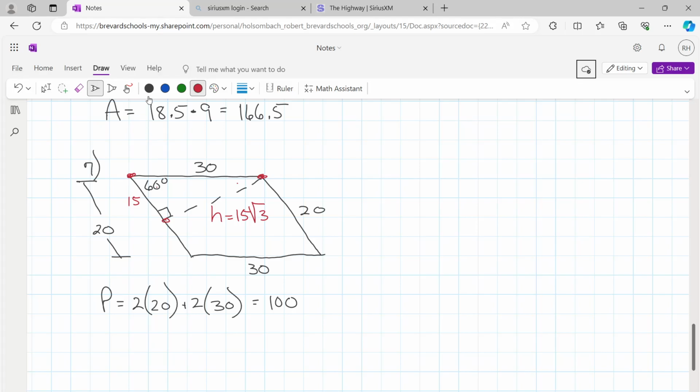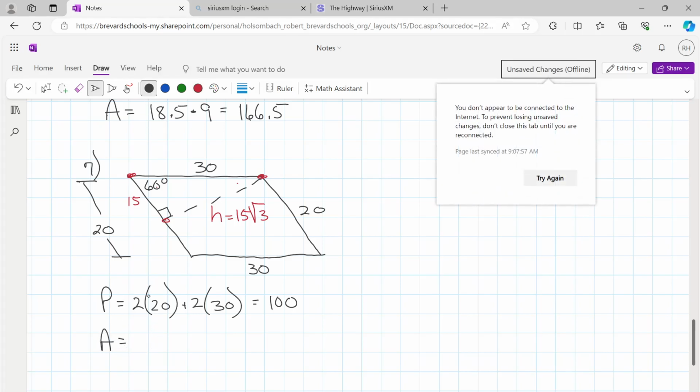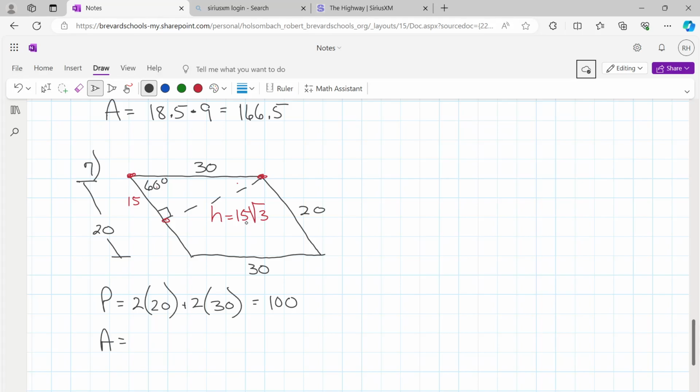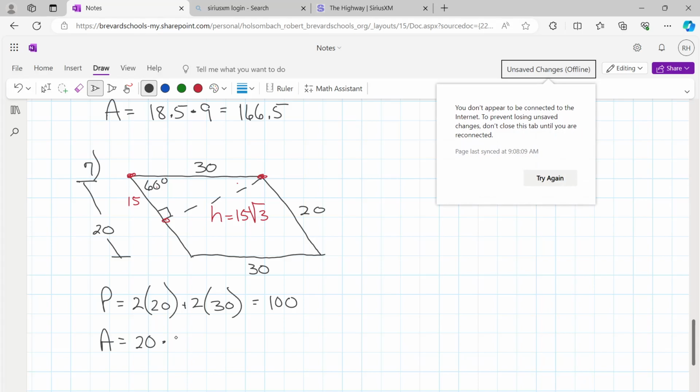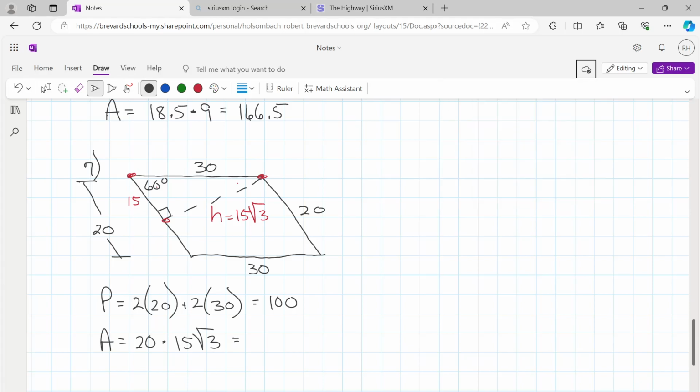So parallelogram, area equals base times height. Our area here, 20 is our base. Remember, our base and our height are perpendicular. So we need to use 2 perpendicular pieces. So 20 times 15 radical 3. And that's 519.6.